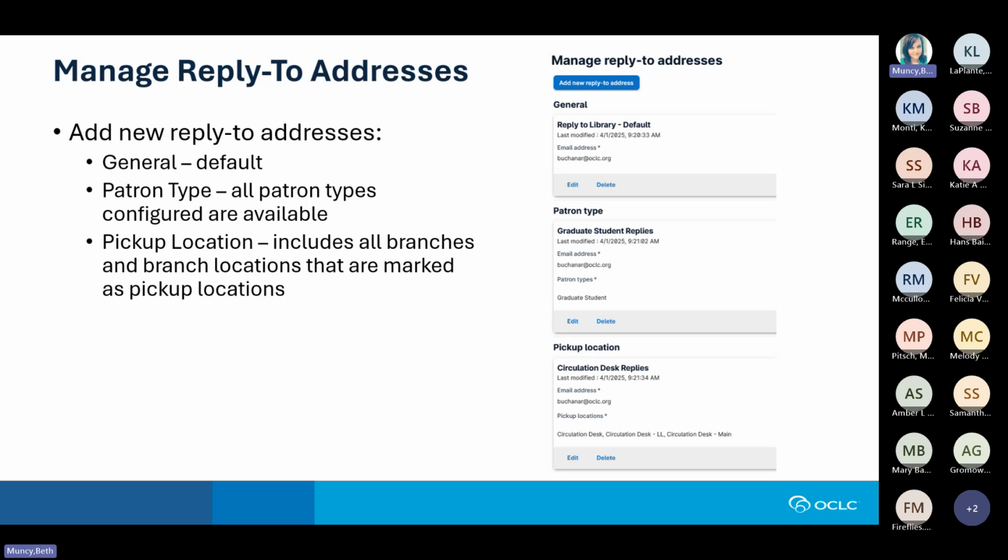And same for pickup locations, which will be applicable to a variety of you that have multiple branches. So if you have a circ desk notification at branch A and a circ desk notification email for branch B, you'd want to include those so that those questions are going back to the correct branch. So you can configure multiple reply to addresses as needed.